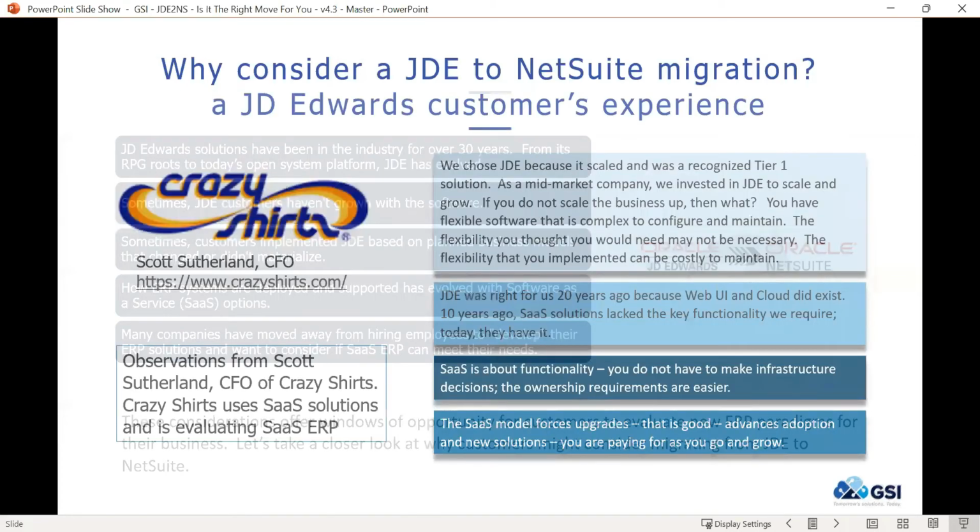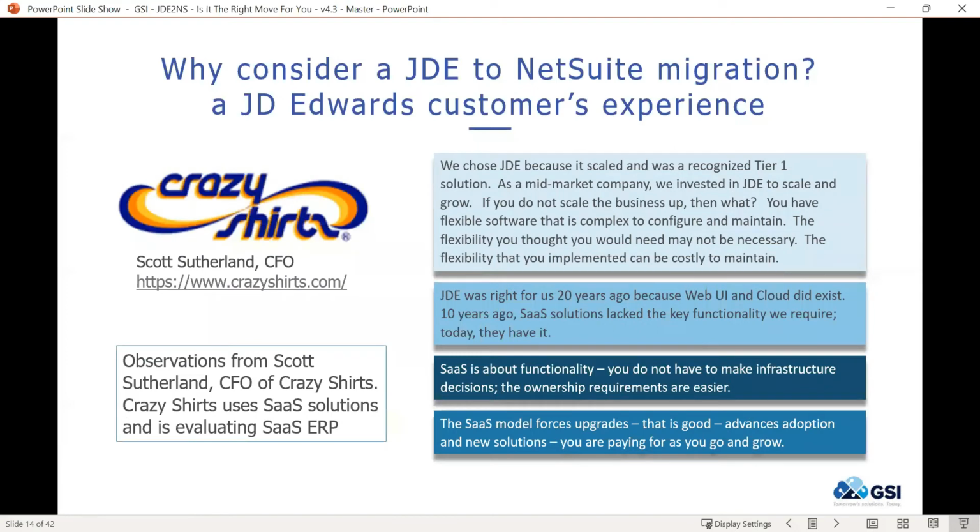Moving on from there, I would talk with you about a story. Crazy Shirts, a great company, originally based in Honolulu, Hawaii. Any of you that have vacationed in Hawaii have probably seen a retail shop for Crazy Shirts. They're all over on the island. There's a number of them here in the United States as well. And this company, many years ago, originally purchased JD Edwards because they had large scale-up requirements. They recognized JD Edwards as a tier 1 solution.